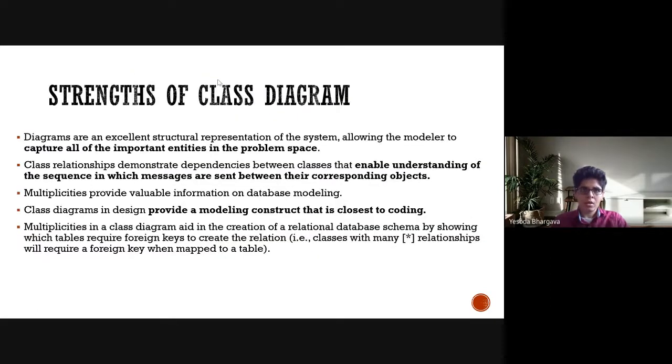All right. So now that we have understood the basics of class diagram, the building blocks of class diagram, and we have seen a couple of examples in the association, aggregation, composition, and also how to create the class diagrams. We must also know what are the strengths of class diagram. Like, why should we even bother about creating a class diagram?